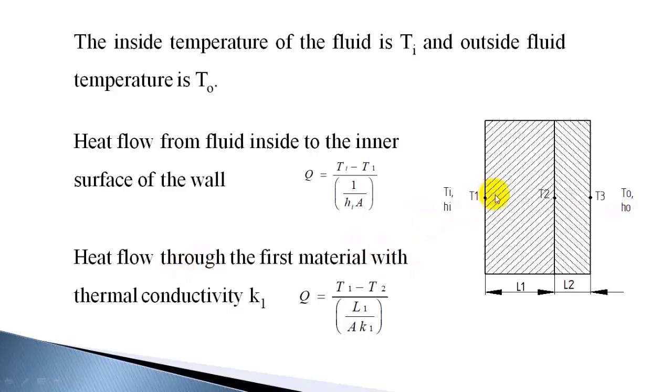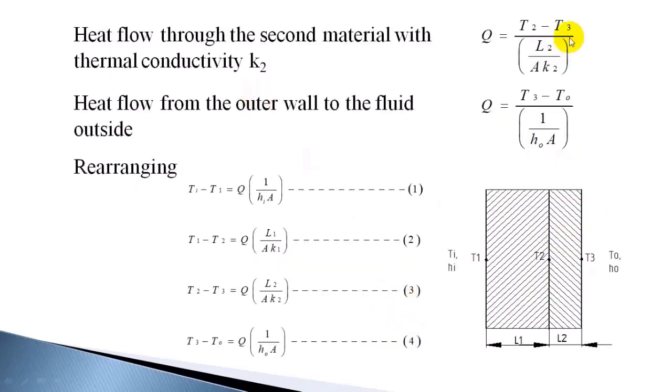Now let us consider the heat flow by conduction through the first layer. The conduction through the first layer you can find as T1 minus T2 divided by the thermal resistance of that layer, that is L1 by A K1. All of you are aware of this, T1 minus T2 divided by the conduction resistance of that layer. Similarly, for the second layer you can write T2 minus T3 divided by L2 by A K2. That is the rate of heat conduction through the second layer.